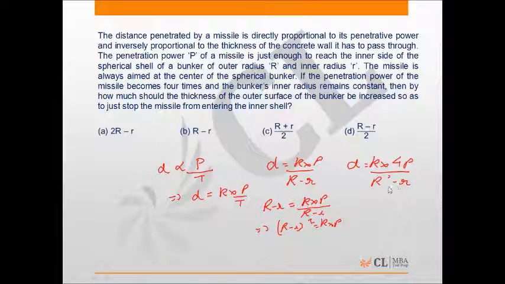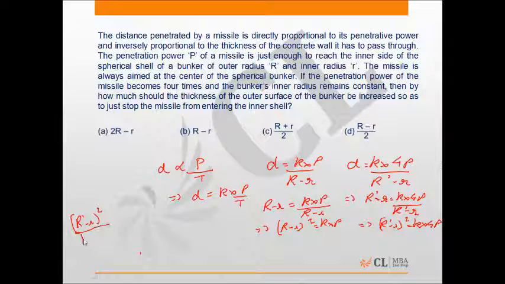The distance again would be nothing but the difference between outer and inner radius, which is equal to K into 4P by capital R dash minus small r. This would mean capital R dash minus small r whole squared is equal to K into 4P. Now if I just divide the two equations that I have obtained, I see that capital R dash minus r whole squared by capital R minus small r whole squared is equal to 4.